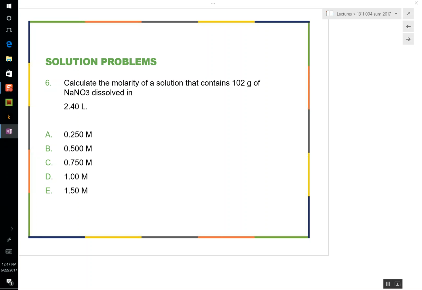Calculate the molarity of chloride ions present when 15 grams of calcium chloride. Okay, this is kind of like this problem right here, but it's talking about the molarity of sodium nitrate. This one is taking it a step further and saying, what's the molarity of the chloride ions?